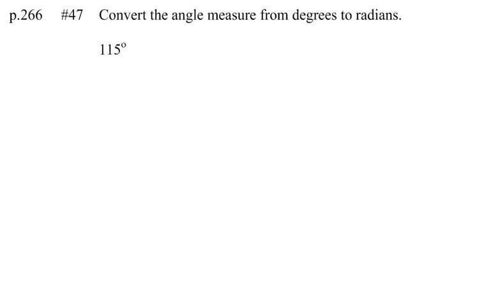Page 266, number 47. Convert the angle measure from degrees to radians, and we're given an angle measure of 115 degrees. Well, we have to remember one fact here. The fact we have to remember is that 180 degrees is equal to pi radians. If we remember that fact, we can do all these conversion problems.